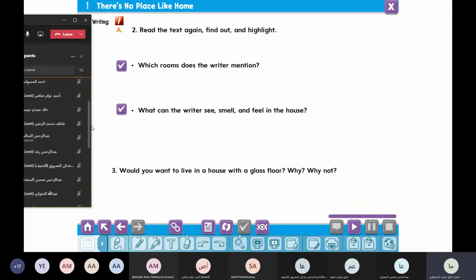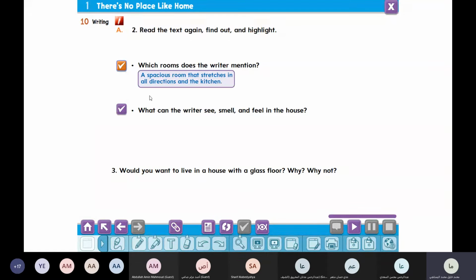The spacious room. Read the answer, please. He mentioned a spacious room that stretches in all directions, and the kitchen. Good. So he mentioned in the descriptive essay the spacious room, when you enter the house, it stretches in all directions. Good. Now, what about the second question?